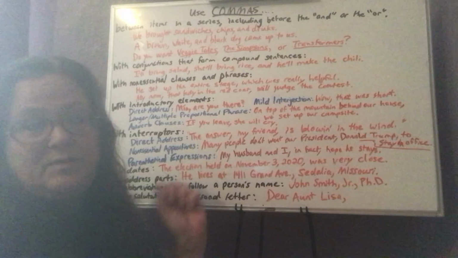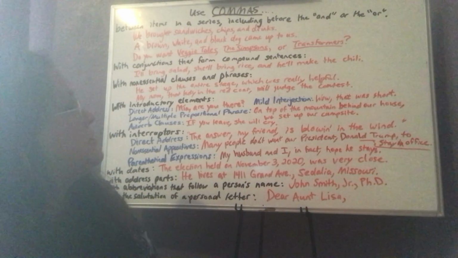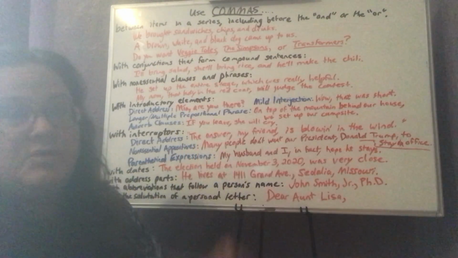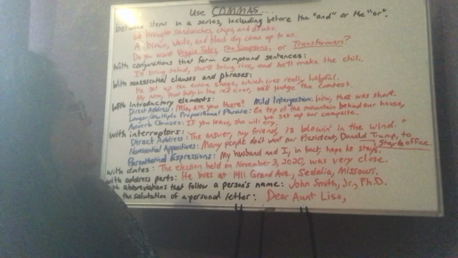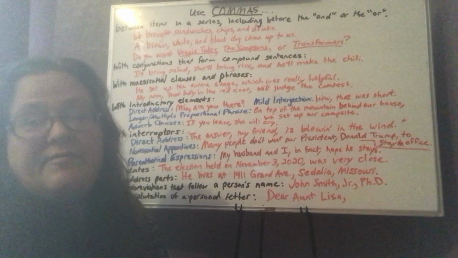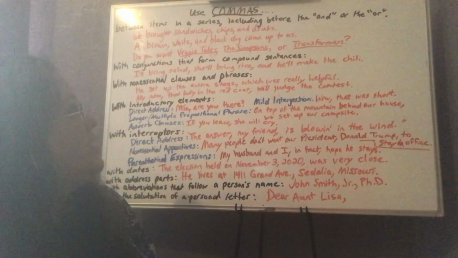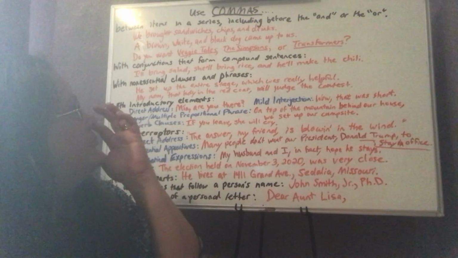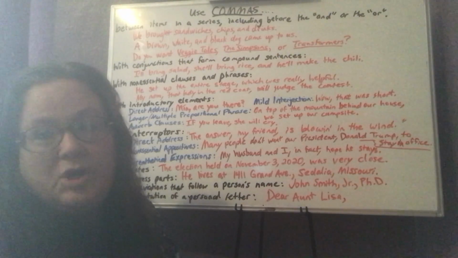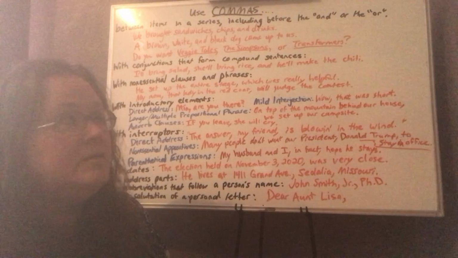So here are three examples. We brought sandwiches, chips, and drinks. That's three things, so I put a comma between them and I put a comma before the word and. And then, a brown, white, and black dog came up to us. There we have three adjectives that are equally describing the noun, and so I put commas there. I know that I need commas between those adjectives because of the word and.